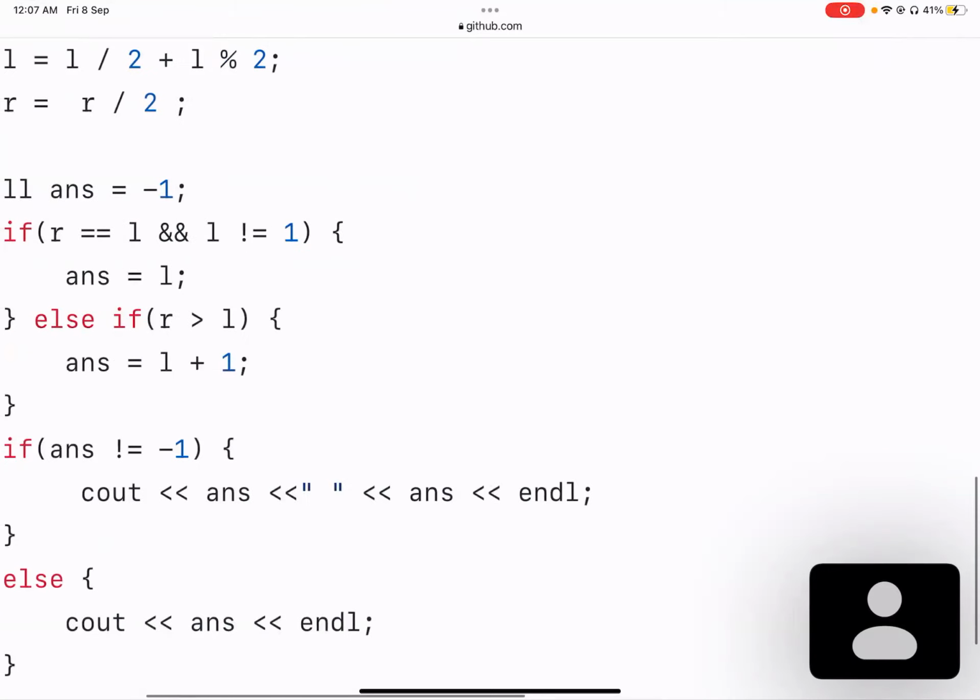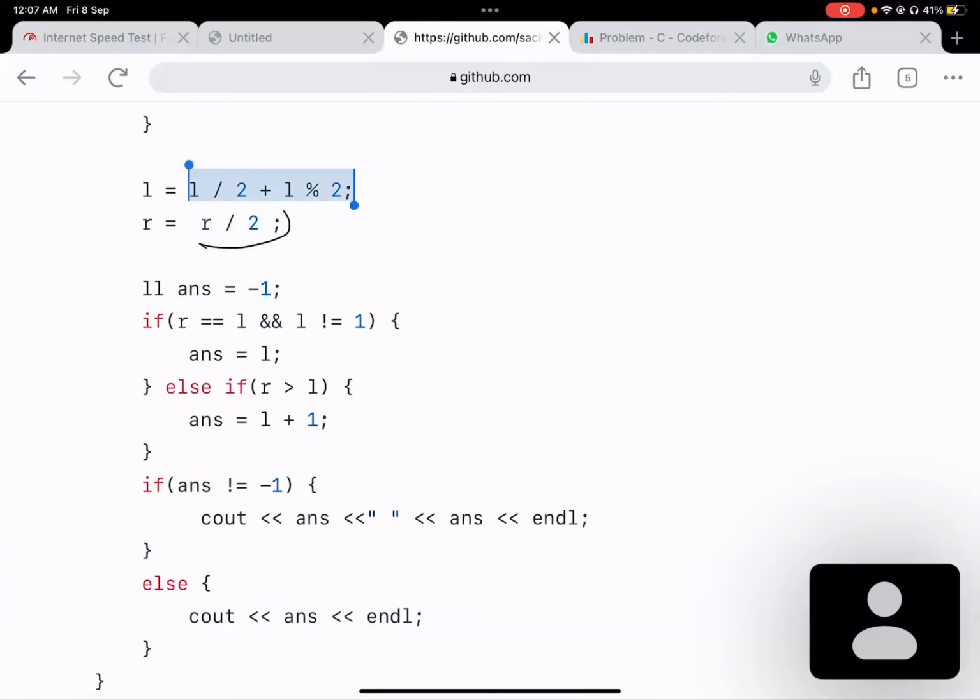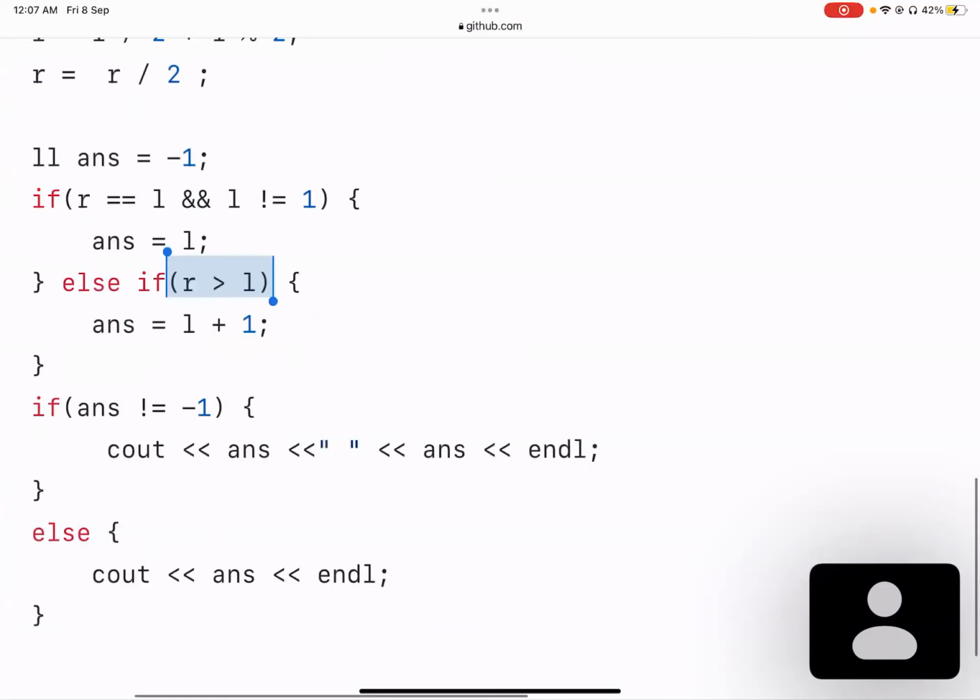So if R is greater than L, I'm just taking L plus 1 there, because we can take any value. Since we have already divided by 2 and divided by 2, we already have the range, which will lie from L by 2 to R by 2, so you can take any value. So I just took L plus 1 in that range, because I know since R is greater than L, it will definitely lie there. So here we can take the answer as L also now. Right. Yeah, you can take L also. Okay.